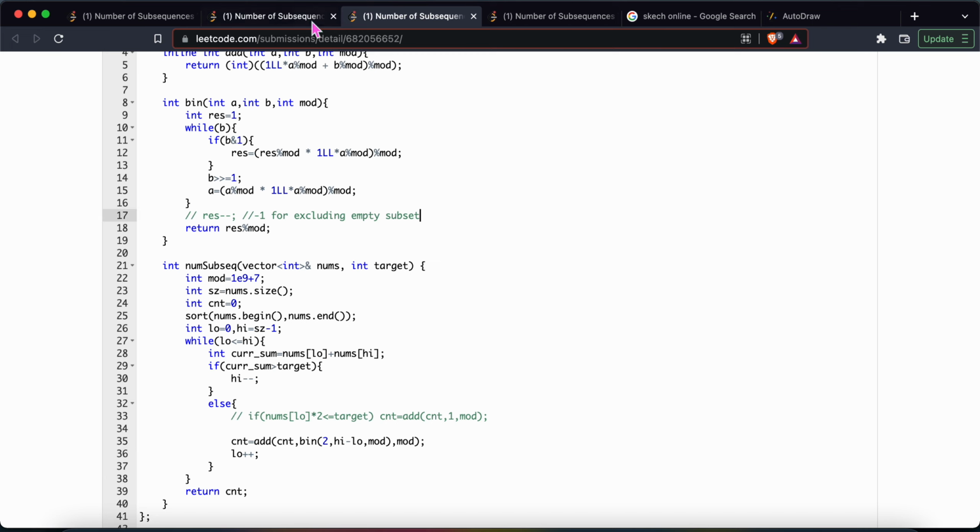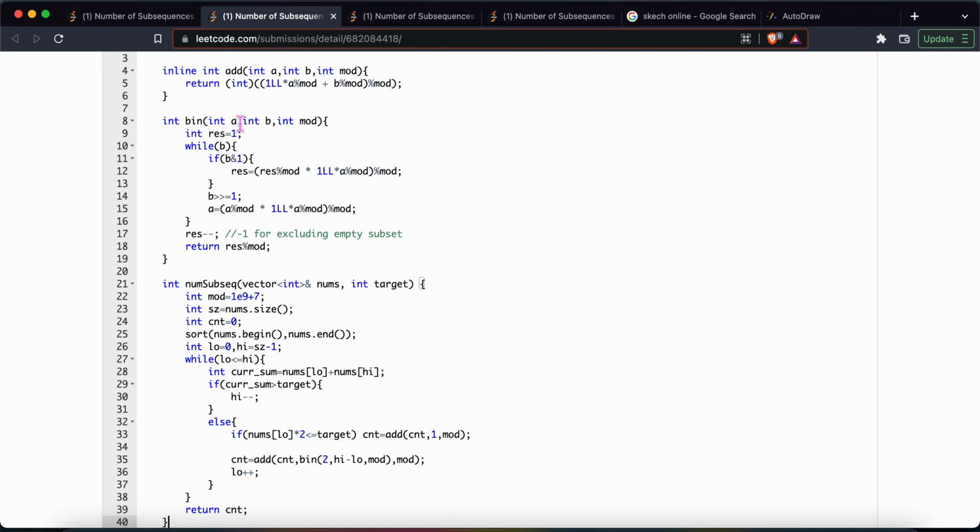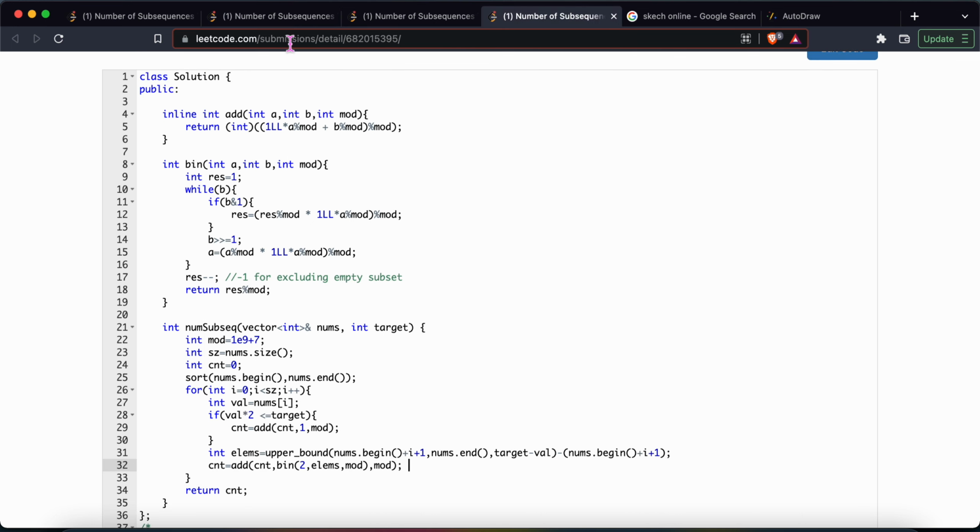Now the third solution I will explain is, we are back to that position, at the ith position, where we ask, can we take it two times? If yes, then we add plus 1 to our solution, and then we do high minus low, and we exclude the empty subset here. Okay, so this is a better solution from my point of view. This was the better solution. Okay, thank you.